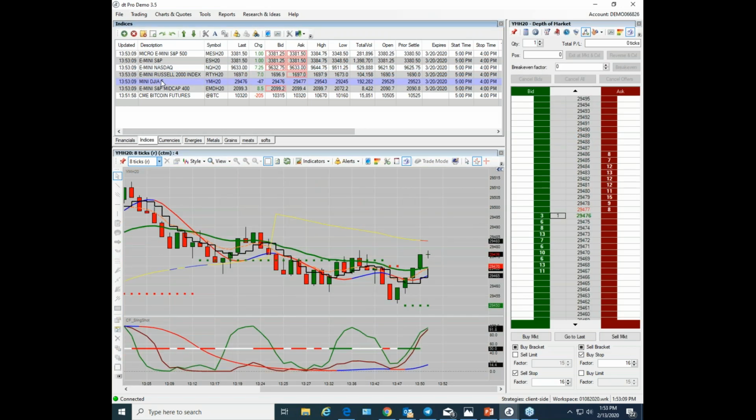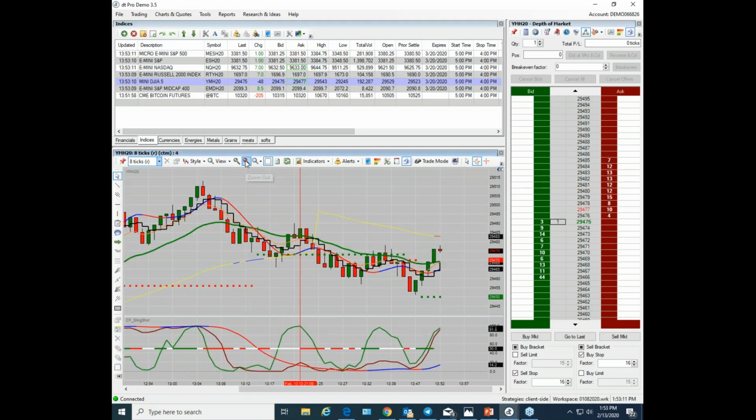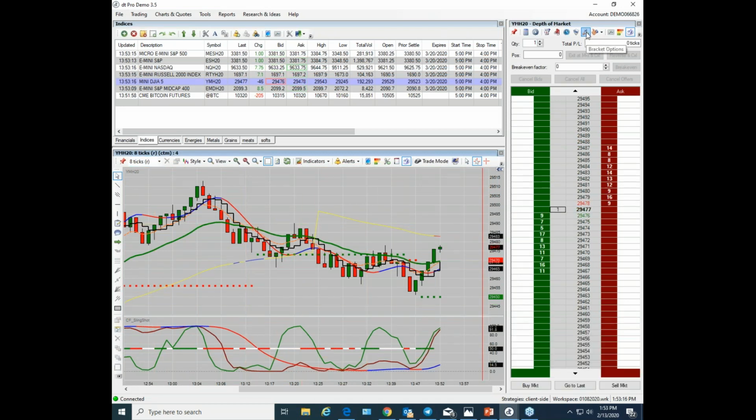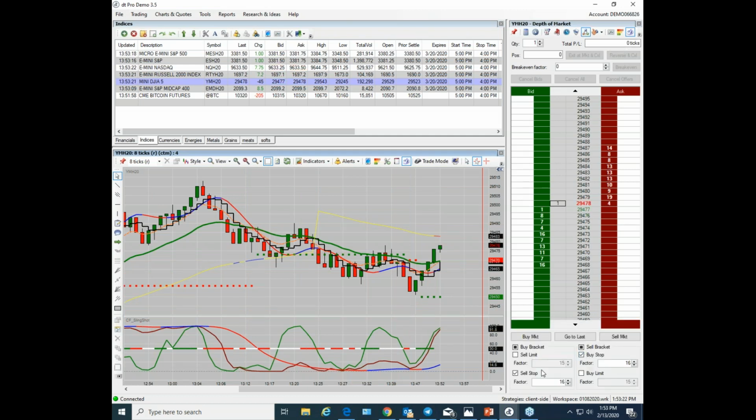So let's try the YM. Remember, we're on an 8-tick range chart. Again, our bracket option: when we left click the triangle here, the bottom of the DOM opens up. Buy stop and sell stop are checked off. When I right click over it, everything's factored in ticks, and that should read 16. So we're just waiting for an opportunity here.